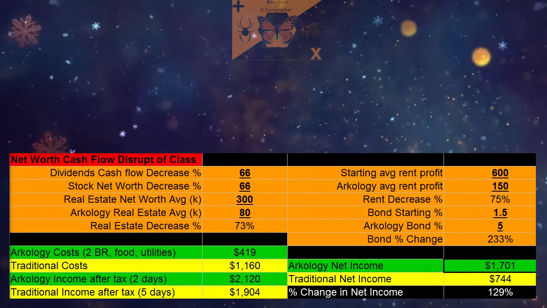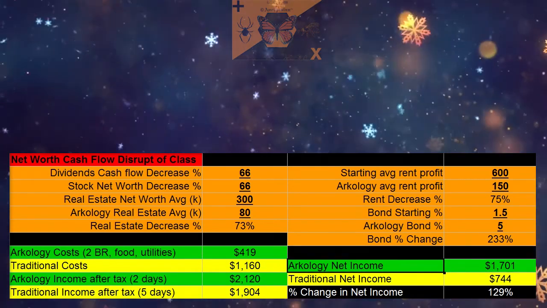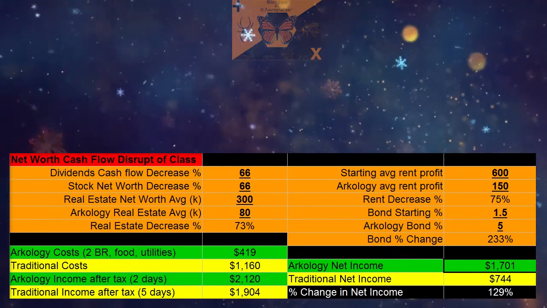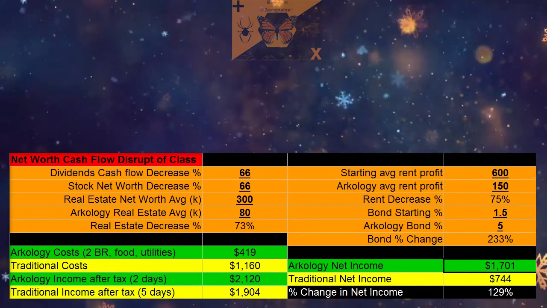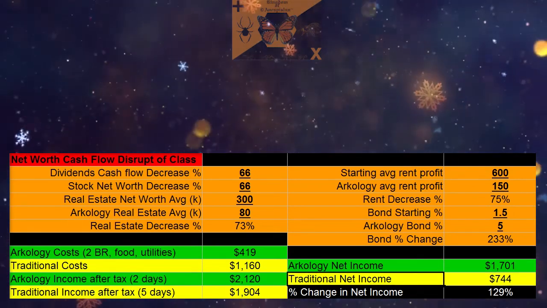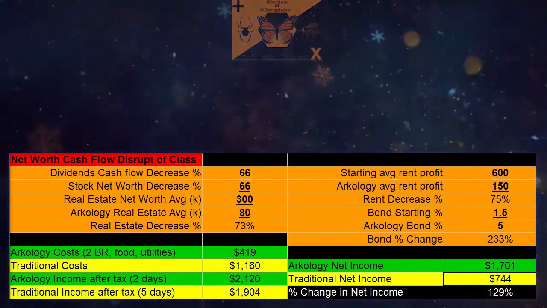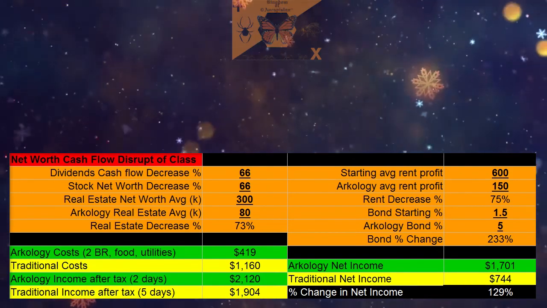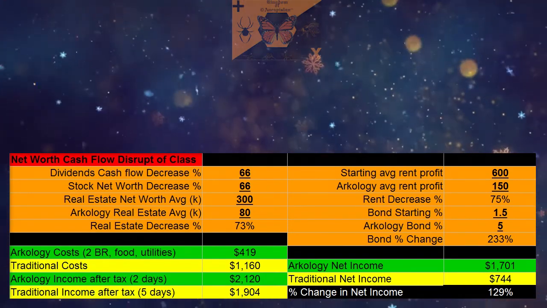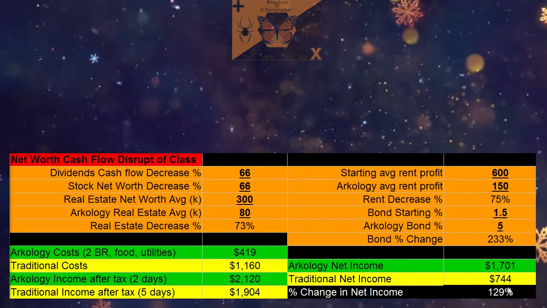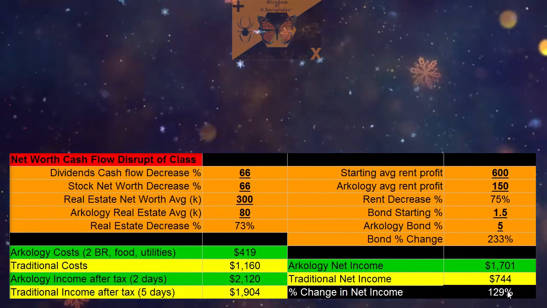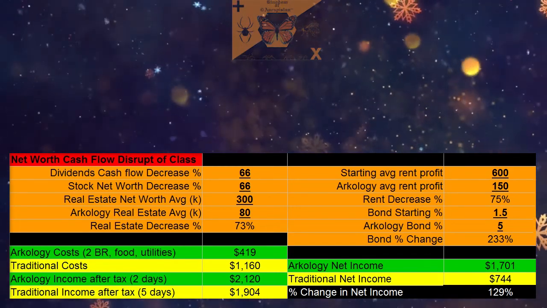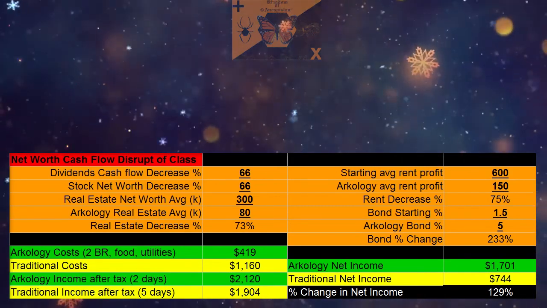Then you just do the simple subtraction. This is your monthly net income in Arkology, $1,700 a month in your pocket. This is your spending money. This is your money to play around with. Then in traditional society, you have $744 a month. This works out to be a total change in net income of plus 130%. So you actually have 230% of your total net income.